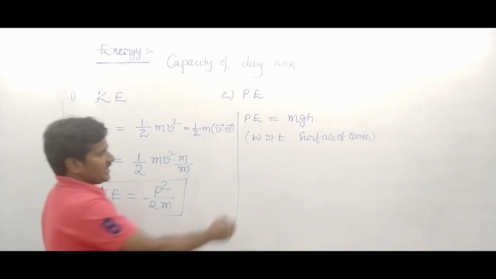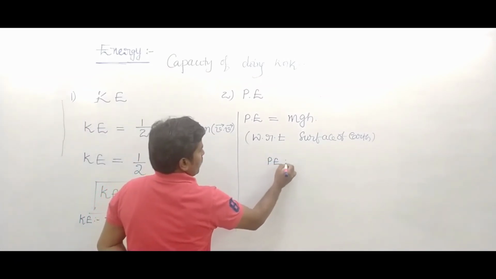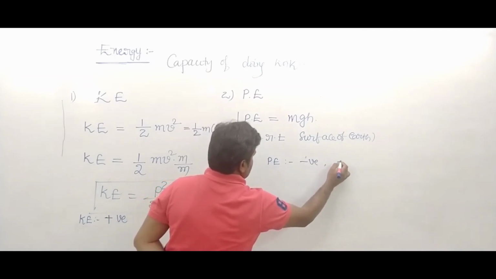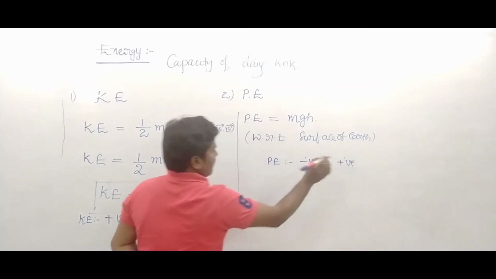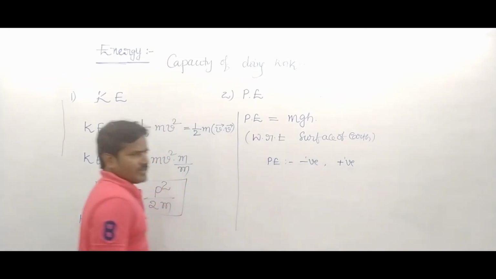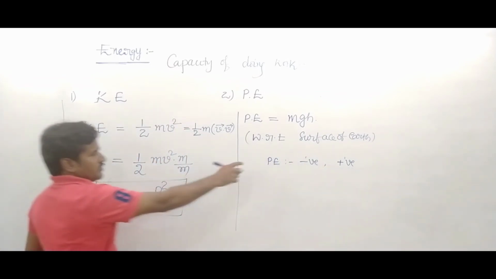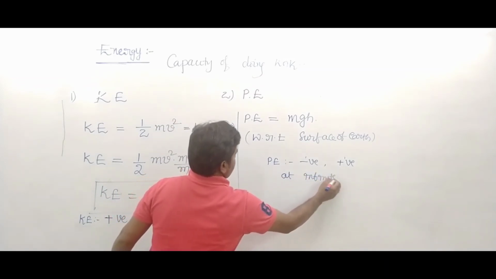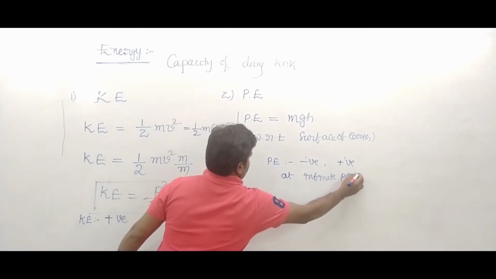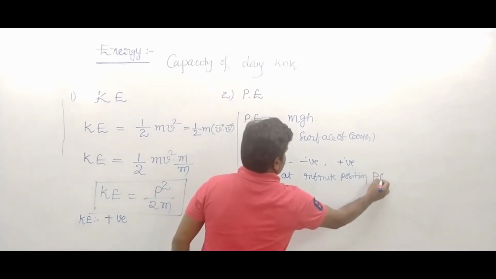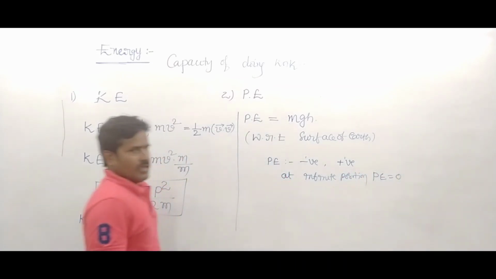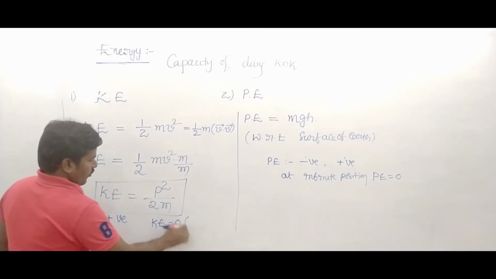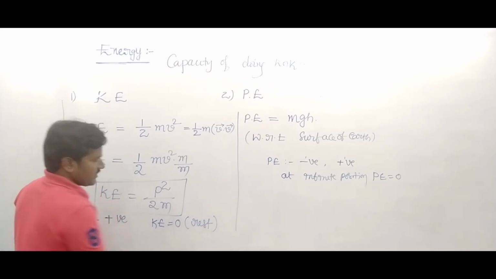And potential energy can be positive or negative. Positive and negative both values are possible, and zero is also a possibility. At infinite position we consider potential energy is always zero. And when a body is at rest, kinetic energy becomes zero.